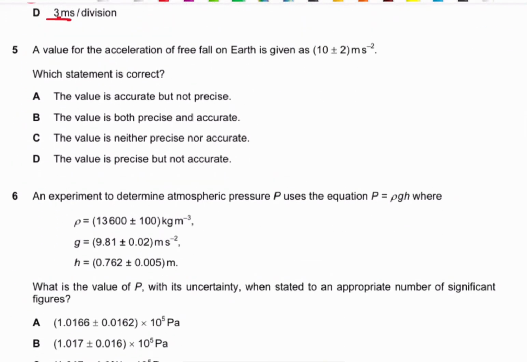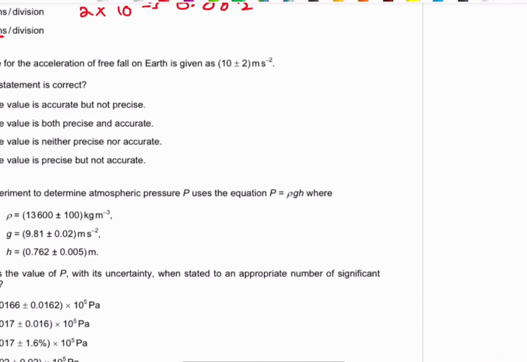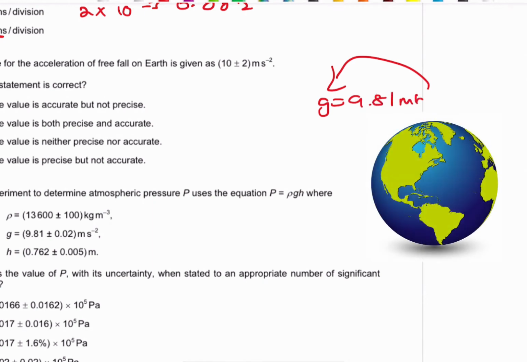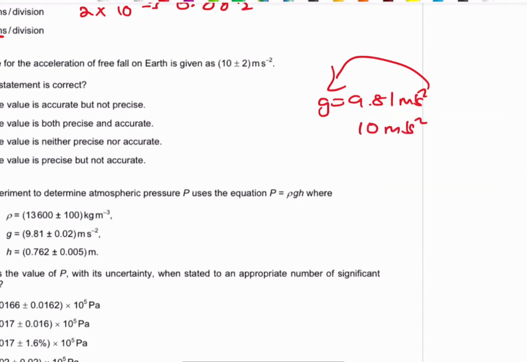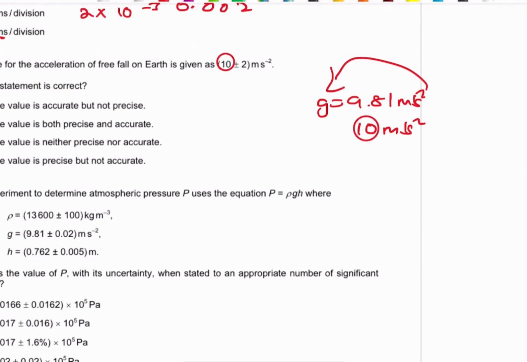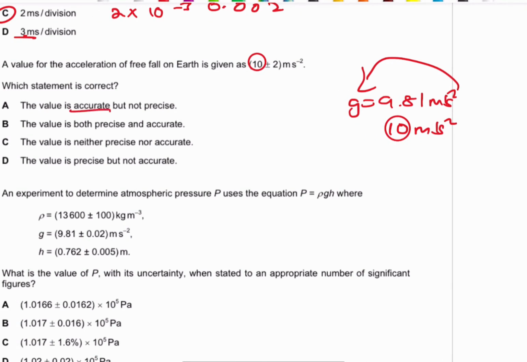Okay. Moving on to question number 5, we've been given the value for the acceleration of free fall on Earth. So you're on Earth, and the value of free fall, the acceleration, is going to be 10. Which statement is correct? The value of g on the Earth is actually 9.81 meters per second squared. But say you're measuring with an instrument that only has 1 significant figure, so no decimal places. If you round 9.81 to 1 SF, it's going to give you 10 meters per second squared. Isn't this answer 10? And isn't this also 10? It means that it is accurate. Okay, it is accurate, but that makes C and D wrong.